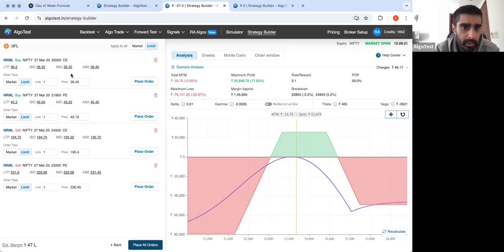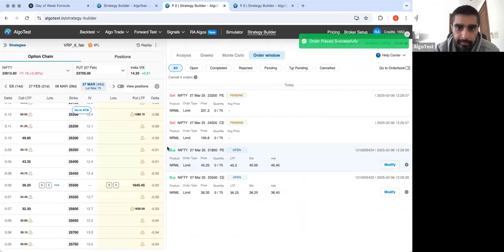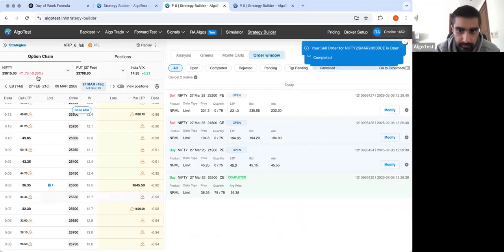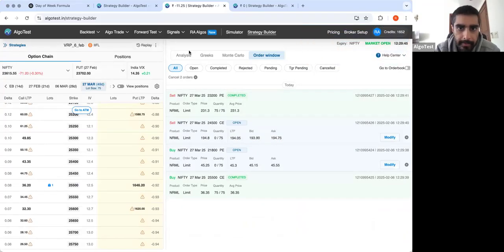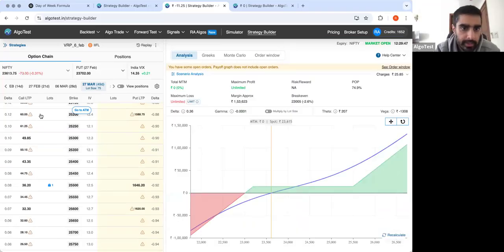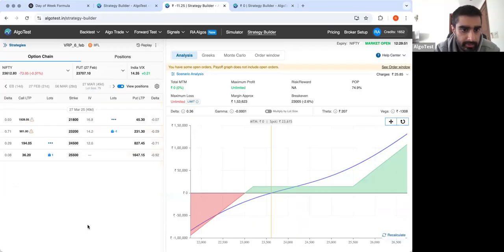But there is a cost for that, right? And the cost comes from just paying up for that volatility. That downside put is pretty damn expensive in volatility terms. I'm paying like 16 vol over here. So let's just select mid and then place all orders. Look at analysis. The trade is falling into place.